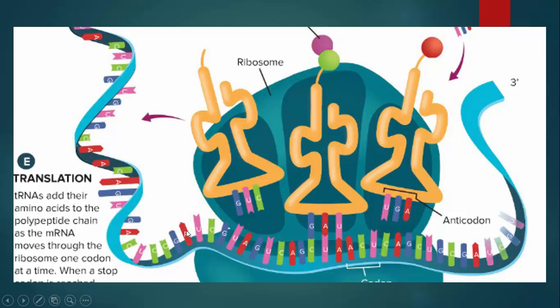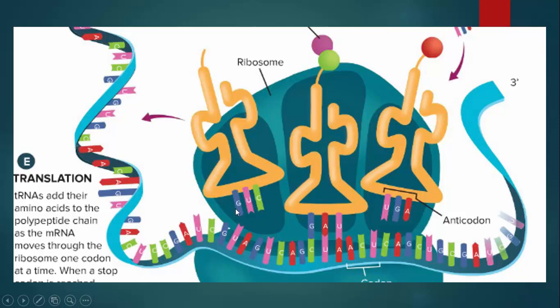And then here we see we have GUC. What does G pair up with? G pairs up with C. U pairs up with A, and C pairs up with G. So if we're looking for this, it's in here somewhere. We know that G pairs up with C. Here's a C. We're looking for CA something. So here it is, CAG. This is what it pairs up with right here.